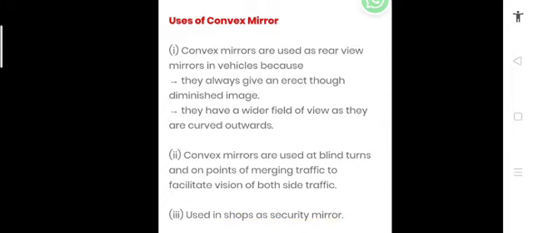This application was used in ancient times, or 10 or 20 years ago, but today we use CCTVs in place of security mirrors. A security mirror is placed at the top corner of a big shop, big jewelry shop or mall. The owner is seated on one side and looks at the corner of the shop, so they can cover the whole view of the shop.